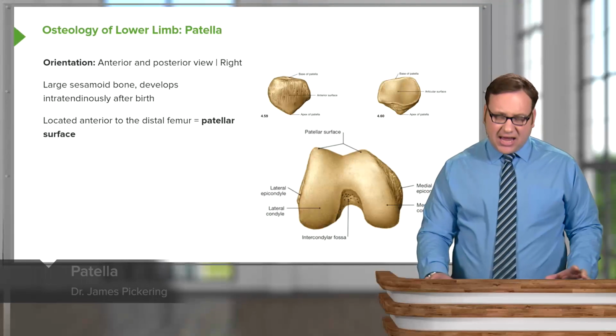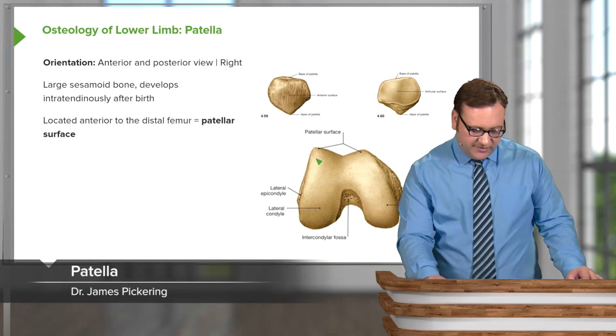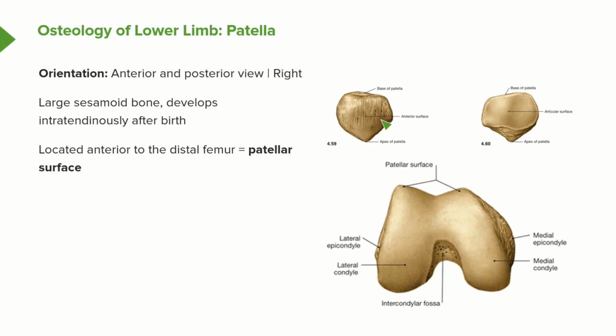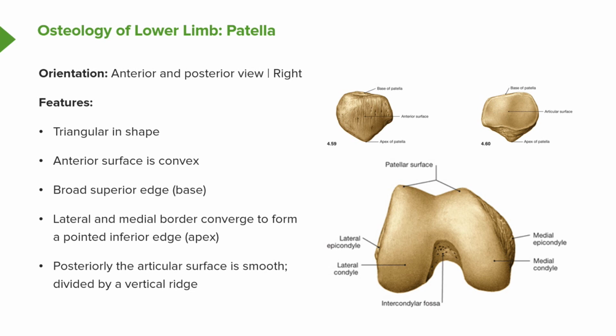So now let's have a look at the patella. We can see the patella, this anterior and posterior view. This is a right patella. It's a large sesamoid bone, and it develops intratendinously after birth. So it develops as an ossification within the patellar tendon. It's located anterior to the distal femur. We've got the patellar surface, which we can see on the anterior surface of the femur.